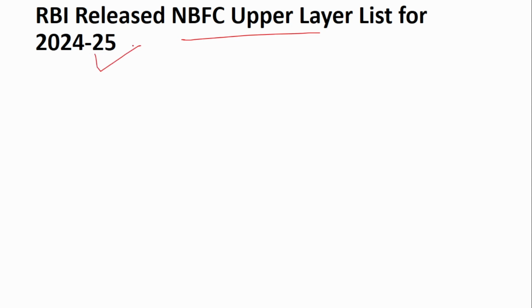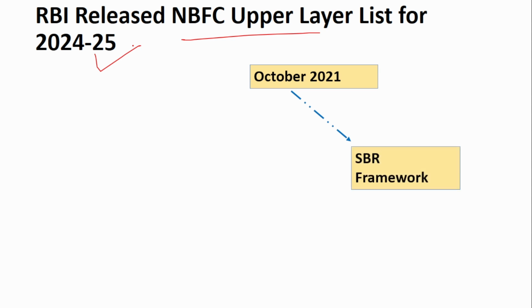So, if you see, in October 2021, the NBFCs in India were categorized into various layers depending upon the SBR framework. SBR is Scale Based Regulation framework. So based on this framework, the NBFCs were categorized into different layers.